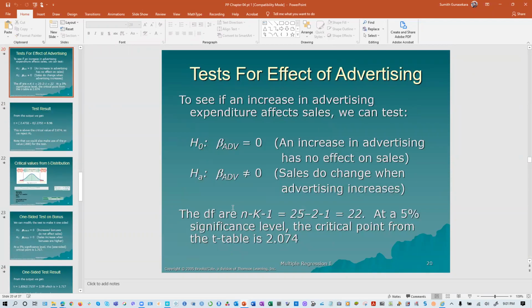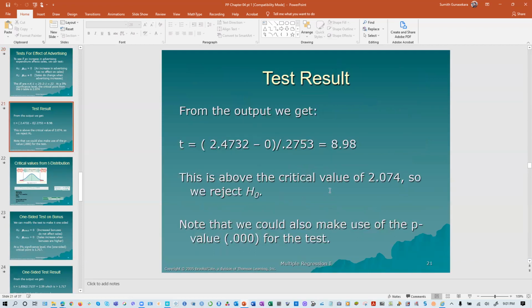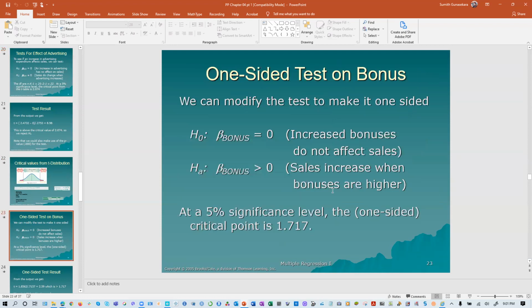This test, so you can say, okay, not this one. Then you're going to go to the degrees of freedom. We don't have to do this by hand. We have done everything by program.